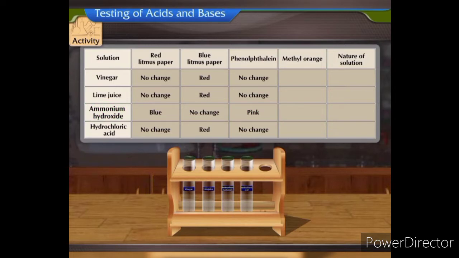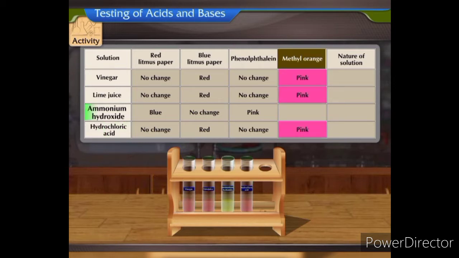Take about 5 ml of each solution in different test tubes. Add a few drops of methyl orange indicator to each solution and note the color change. In vinegar, lime juice and hydrochloric acid, methyl orange turns pink. In ammonium hydroxide, it turns yellow.